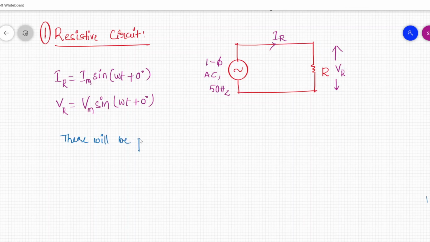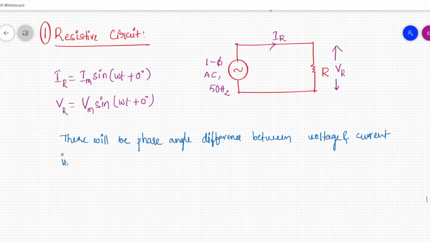because there will be no phase angle difference between voltage and current in a resistor. I have already told you. So the phase angle difference, that is phi, is 0 here. There is no phase difference.